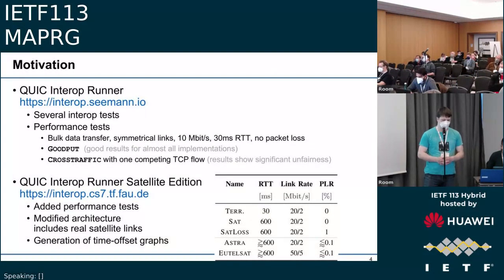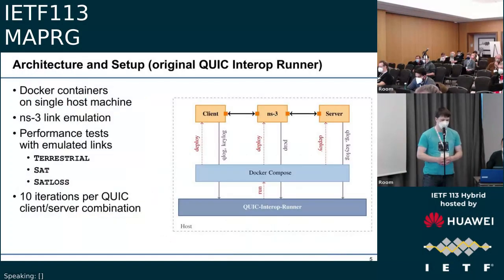Then we have the SAT scenario, which has an RTT typical for geostationary satellites. We have the SAT loss scenario, which has an additional random uniform packet loss of 1%. And then we have two real satellite operators, Astra and Eutelsat. This required some modifications to the Interop Runner, which we will see in the next slides. And what we also did was the generation of time offset graphs, which we will also see in the next slides. Next slide.